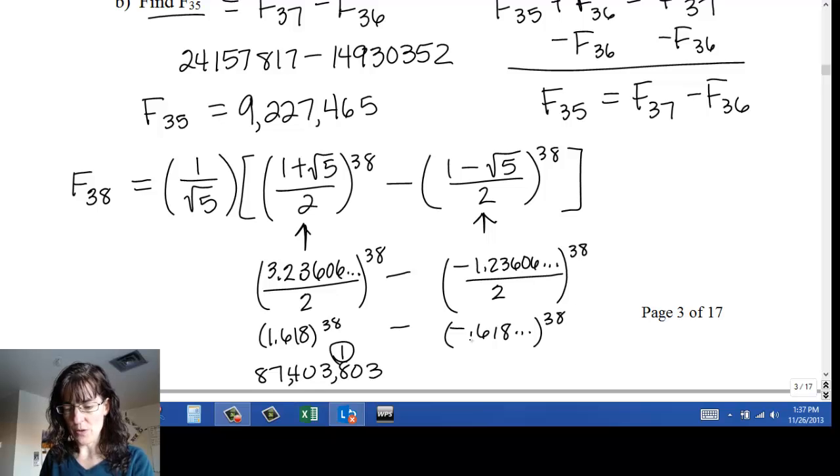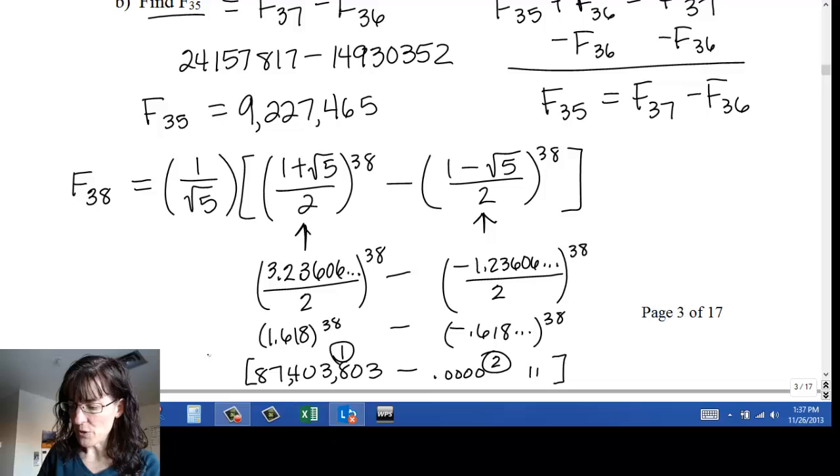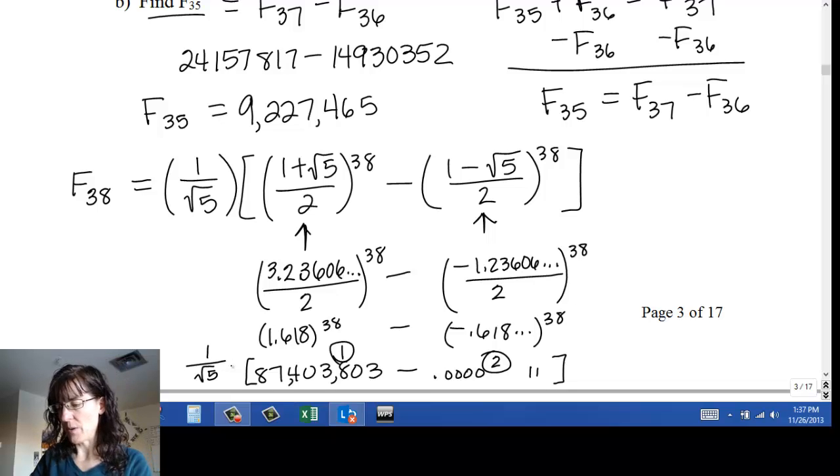So then now I say 2 to the 38th equals, and I have 0.00000, several zeros, and finally a couple of 1s. And I'm going to store that in my second bin, or bin 2, so I'll just write that down. And then now I need to do that subtraction because that's inside my big square brackets. And I have to do 1 over the square root of 5 times that when I'm done. So I'll take that subtraction.